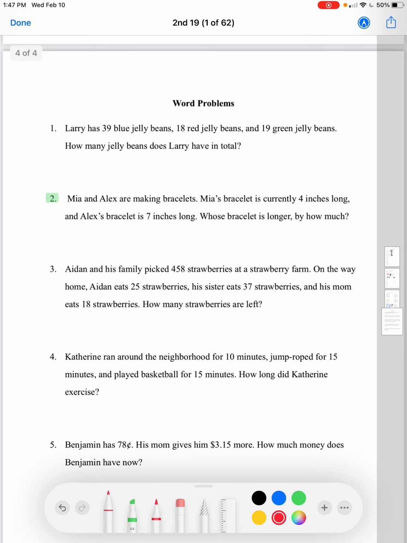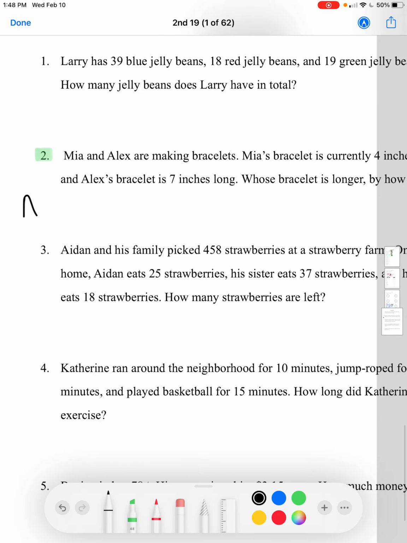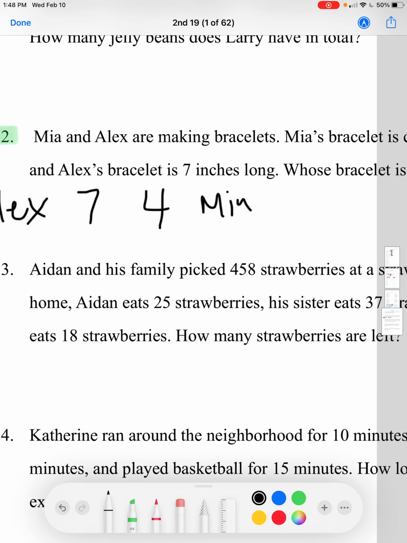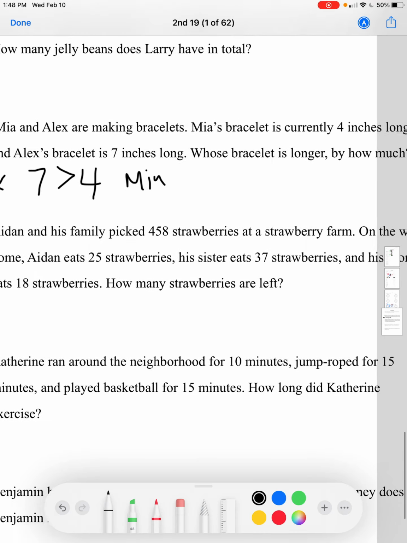And lastly, we'll go over a word problem. We have number 2. It says Mia and Alex are making bracelets. Mia's bracelet is currently 4 inches long, and Alex's bracelet is 7 inches long. Whose bracelet is longer by how much? So let's see whose bracelet is longer first. We have Alex's bracelet, which is 7 inches, and Mia's bracelet, which is 4 inches. If you compare the two, we know that the number 7 is bigger. So there's more inches in Alex's bracelet. That means that the bracelet is longer. So Alex's bracelet is longer.